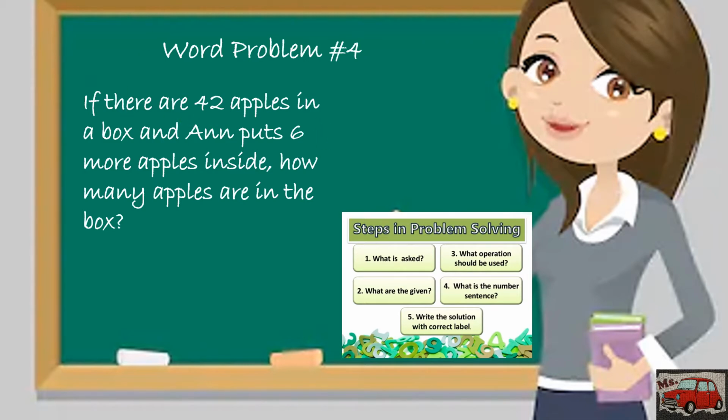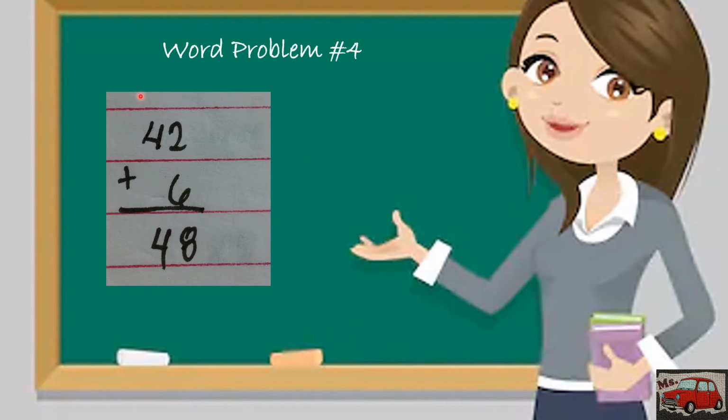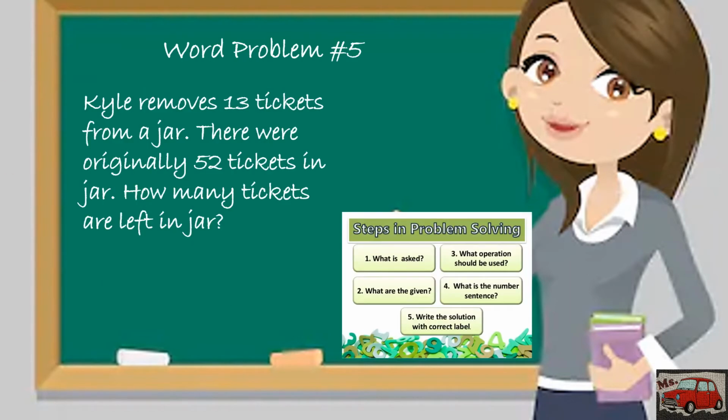Okay, so let's solve. So we have here 42 plus 6. So it means we have 48 apples inside the box. Okay? Word problem number 5. Kyle removes 13 tickets from a jar. There were originally 52 tickets in the jar. How many tickets are left in the jar?